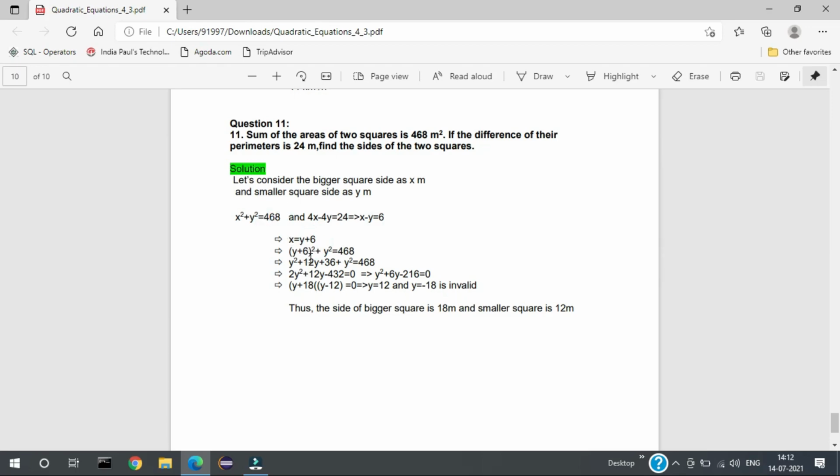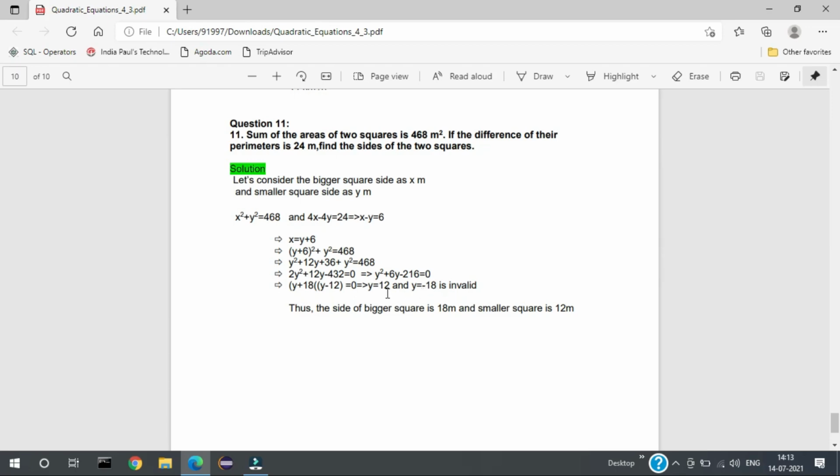So y plus 6 whole square plus y square equals 468. y square plus 12y plus 36 plus y square equals 468. So 2y square plus 12y minus 432 equals 0. That implies y square plus 6y minus 216 equals 0. So y equals 12 and y equals minus 18. y equals minus 18 we cannot consider, only y equals 12.